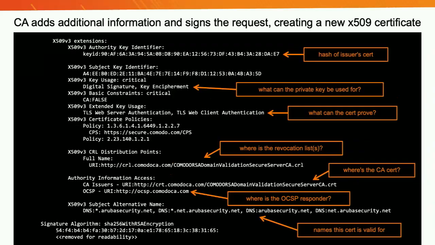Down here is the subject alternative name. So browsers will only validate against the subject alternative names now. And this is a little bit different from something like EAP, where you're only validating the common name. So essentially, these are all of the names that this is valid for, and if you do not have anything in the subject alternative name or it doesn't match, the browsers will error out.